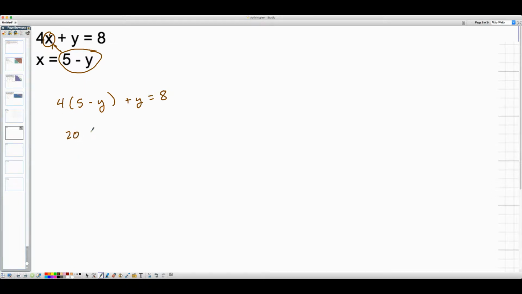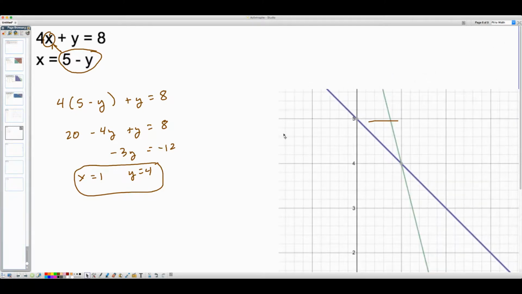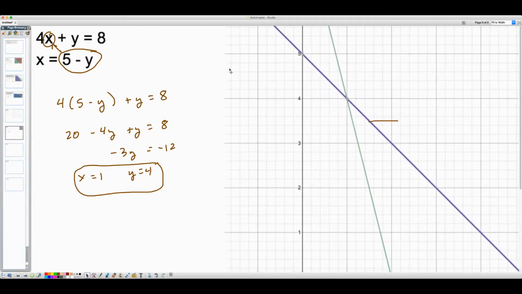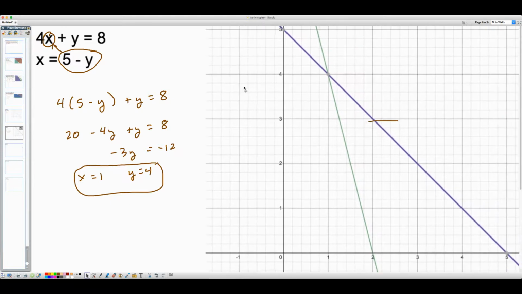So we have 20 minus 4y plus y is equal to 8, or -12 is equal to -3y, y is equal to 4. And when you substitute 4 back into this equation, you get x is equal to 1. So (1, 4) is my solution. When I look at the graph on this one, I've actually graphed this one also on Desmos. And sure enough, it's (1, 4), as you can see, where these two lines intersect.